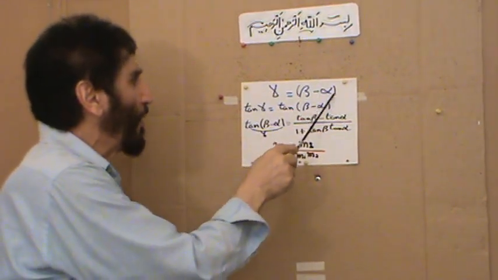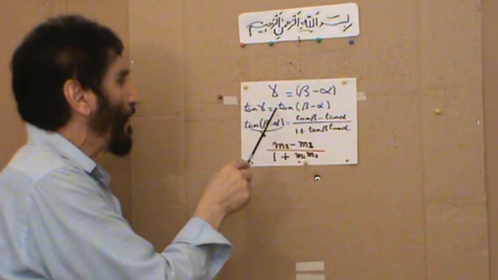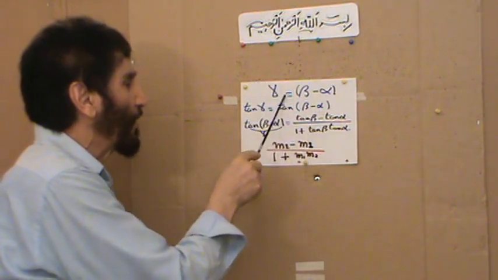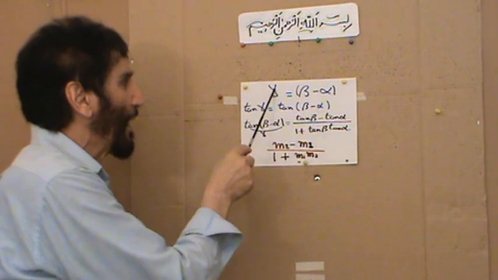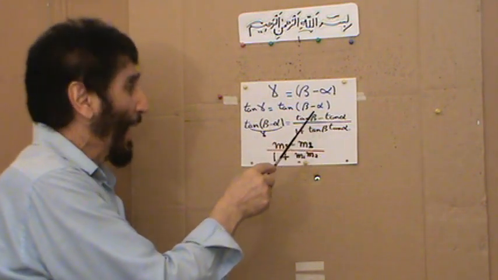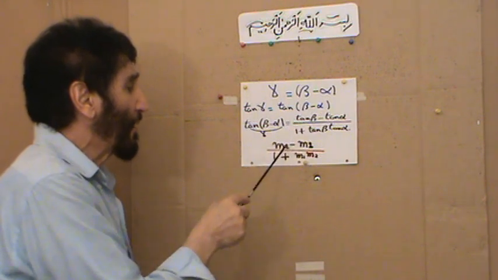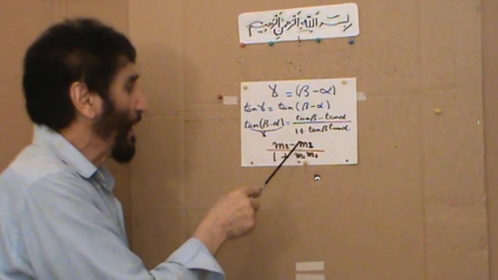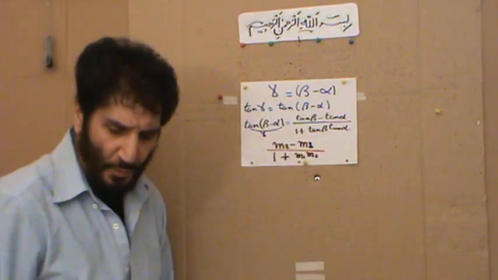Gamma equals beta minus alpha. Tangent of gamma equals tangent of beta minus alpha, because these two angles are the same. This in the parentheses and this. And then I come to this formula. And then tangent of beta is m2 or m1, doesn't make any difference. m2 minus m1 over 1 plus m1 m2.